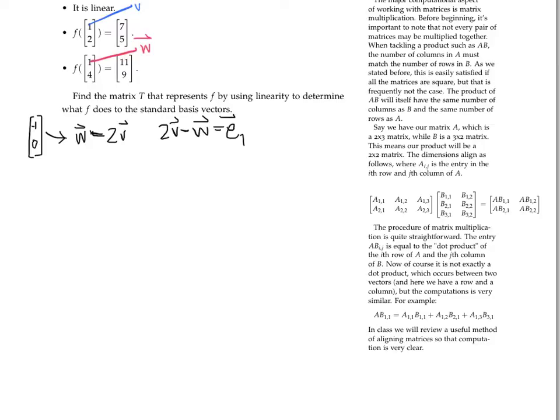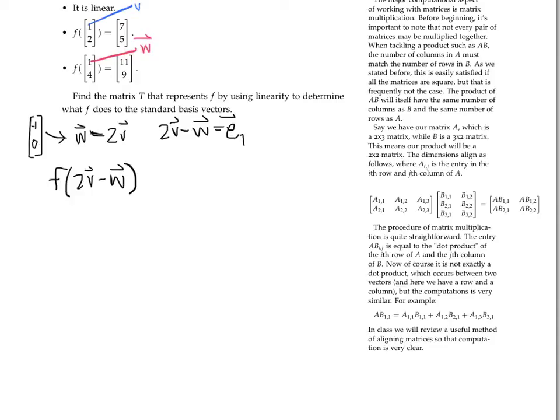Now you may be wondering why I care so much about the first standard basis vector. Remember that when a linear transformation acts on the first standard basis vector, it extracts the first column of the matrix that represents this transformation. So if I can figure out what happens when this transformation acts on E1, then I know what the first column of that matrix looks like.